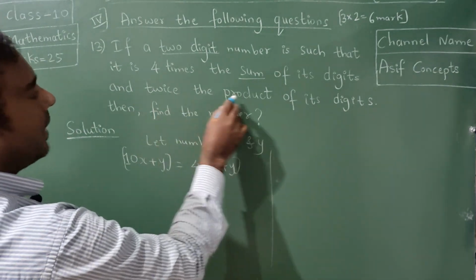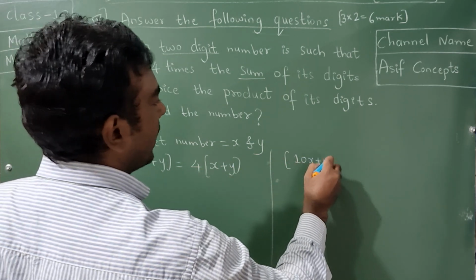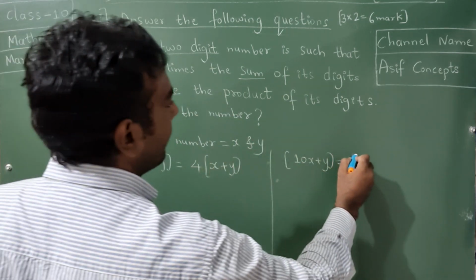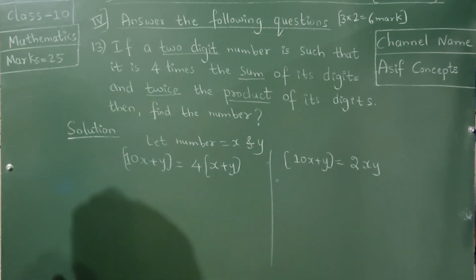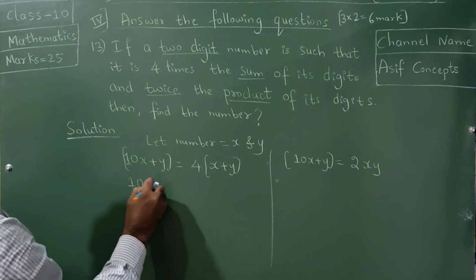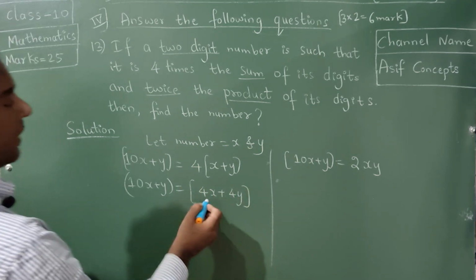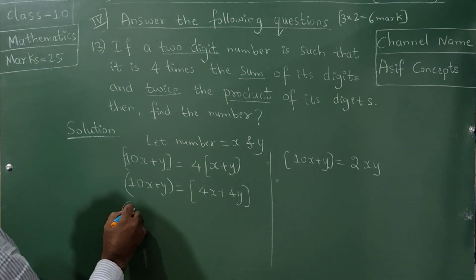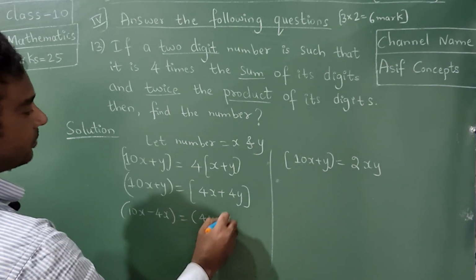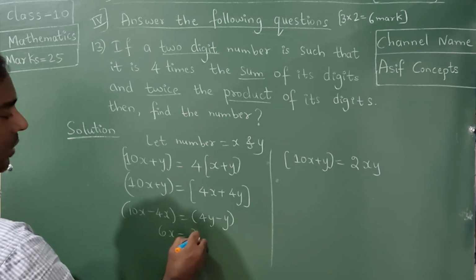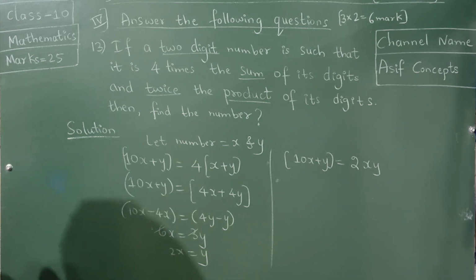Now next, and twice the product of the digits. So for the 2-digit number, what I have written here is 10x plus y. Twice, so I have written 2. Product of digits, so it is 2xy. Now let us solve this. 10x plus y is equal to 4x plus 4y. Now take this 4x to the left hand side, it will become minus. Now take this y to the right hand side, it will become minus. So this will become 6x is equal to 3y. 3 1s are 3, 3 2s are 6. So 2x is equal to y.